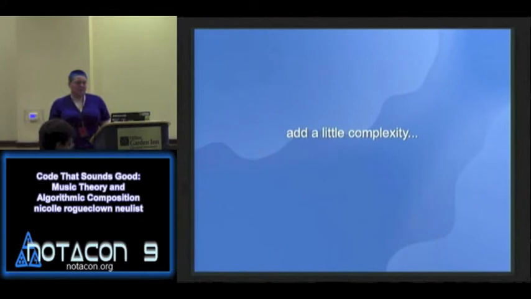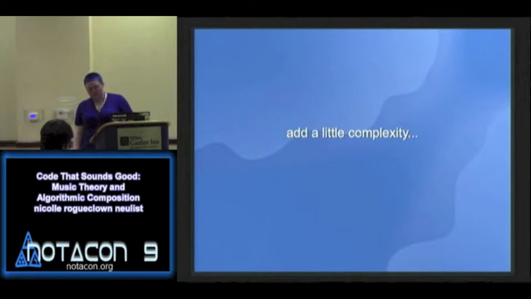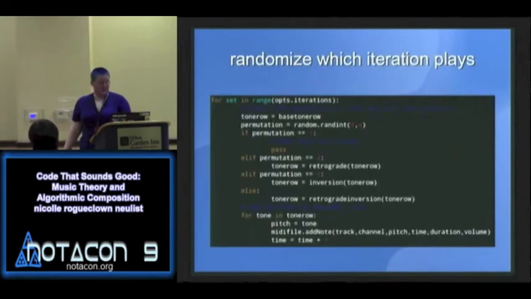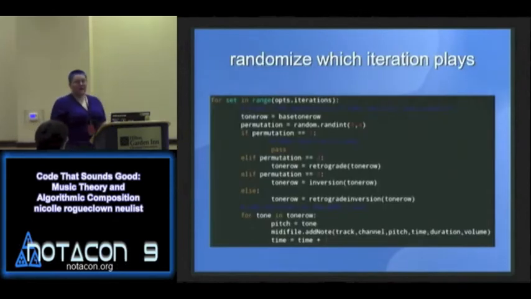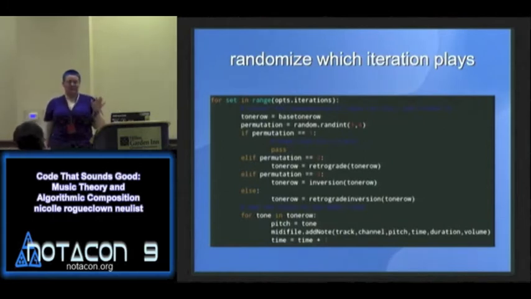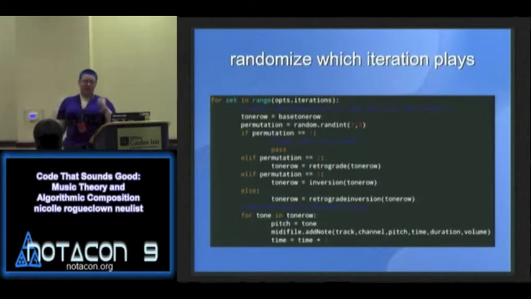Now those are the basics of 12-tone music, but it would be kind of boring to just sit there and listen to, okay, this is the prime, this is the retrograde. You want to add maybe other voices or other ideas to it. You can randomize which iteration plays. It doesn't always just have to be the prime, then the retrograde, then the inversion, then the retrograde inversion. So here you've got your basic tone row, and then it picks a random number between 1 and 4. If it picks 1, it plays the tone row, the prime. If it picks 2, it does the retrograde. 3, the inversion. 4, the retrograde inversion.